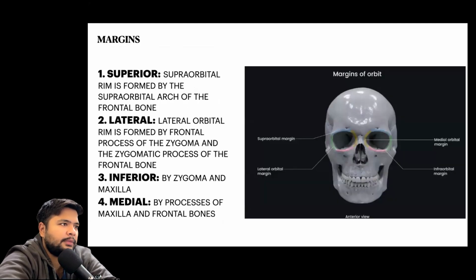Coming to the margins of orbit, so in this diagram roughly we can see there is a superior margin, medial, lateral, and inferior margin. So coming to the superior margin, the superior margin is formed by the supraorbital arch of the frontal bone. Then the lateral margin is formed by the frontal process of the zygoma and the zygomatic process of the frontal bone, and inferior margin is made by the zygoma and the maxilla, and medially it is made up by the processes of maxilla and the frontal bones.